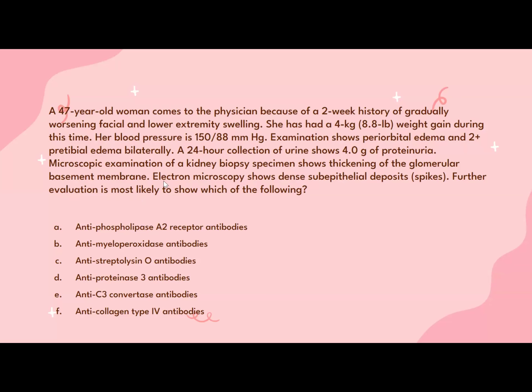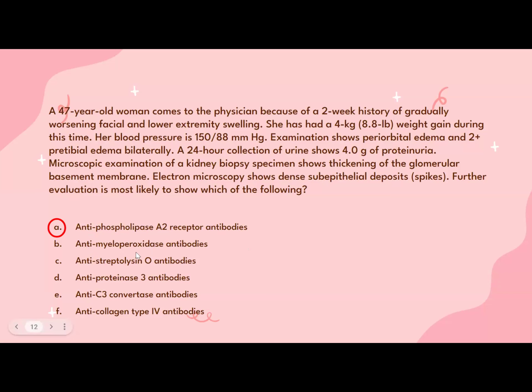Now, first of all, we're immediately thinking of either nephritic or nephrotic. 4 grams of proteinuria, the weight gain, the facial and lower extremity swelling, all of these are pointing towards nephrotic. Now that we've thought about nephrotic, what next? What are the different kinds of nephrotic? Let's look at the electron microscopy. First of all, there's thickening of the basement membrane. And then we see dense epithelial deposits or a spiky membrane. This is very, very characteristic of membranous glomerulonephritis. So for primary membranous glomerulonephritis, we know that anti-phospholipase A2 receptor antibodies are the ones most commonly associated with this.